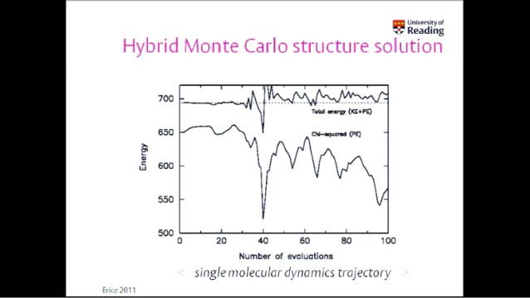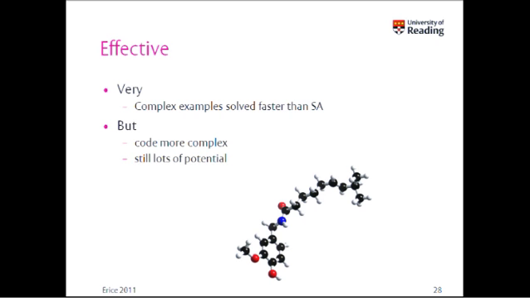So at the end of a single trajectory, you apply a Monte Carlo accept reject step. If you're happy to accept it, then your trajectory continues from that point. If you reject, you move back to the beginning and flick again, this time in a different direction. So conceptually, it's quite straightforward. It's far from straightforward to implement, but very, very powerful.